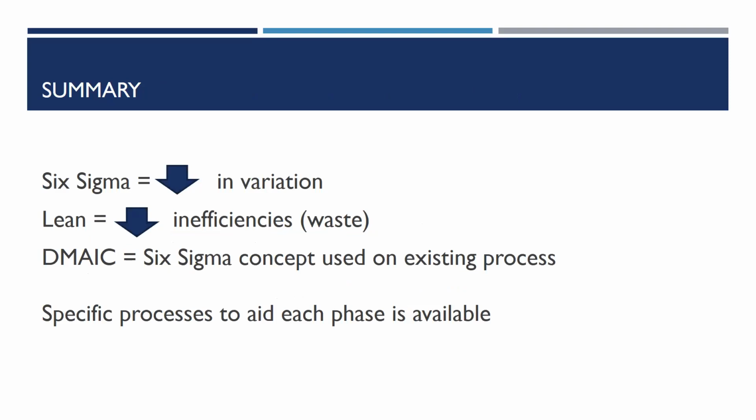And before I conclude this presentation, I just want to bring it back to some of the objectives that I outlined in the very beginning. So the main takeaways are Six Sigma, the definition is just a reduction in variation. Lean is a reduction in inefficiencies or waste. DMAIC is a Six Sigma concept used on existing processes. And there are specific processes within each phase of the DMAIC to aid the team in their process improvement project.